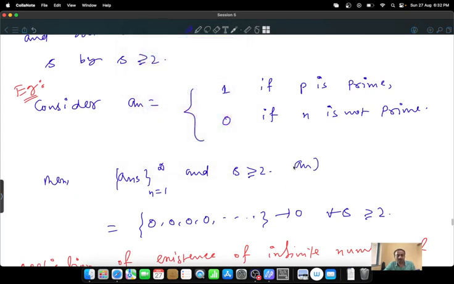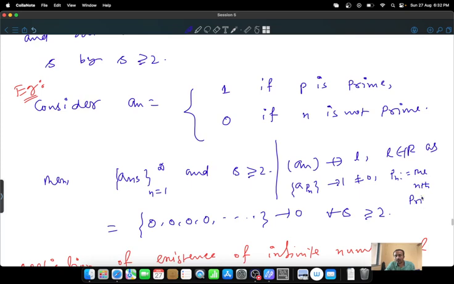a_n here does not converge to L belonging to R, as a_{p_n}, where p_n denotes the nth prime, converges to 1, not equal to 0. Okay, so that is the conclusion.